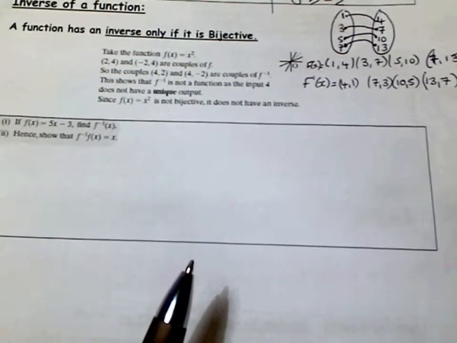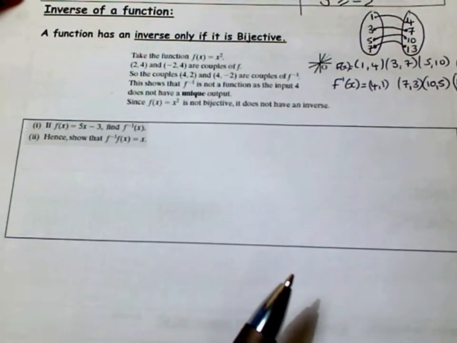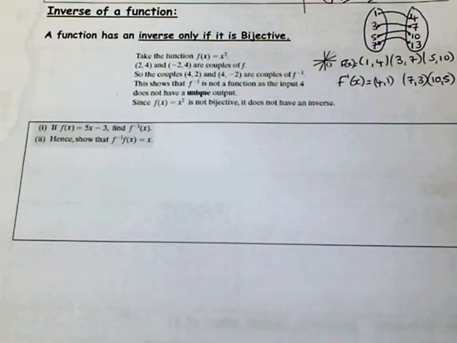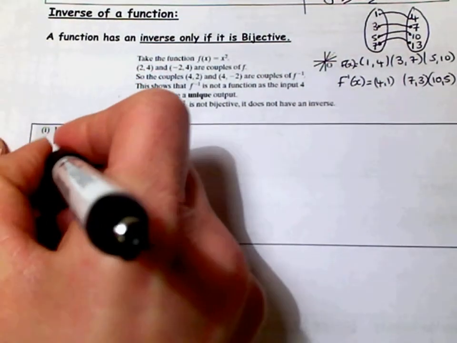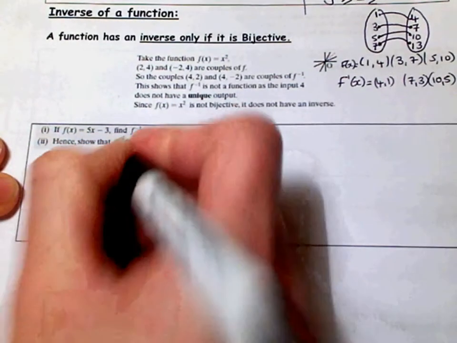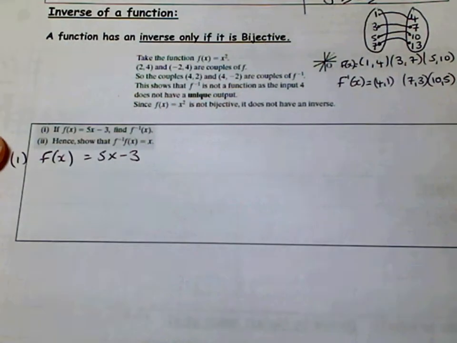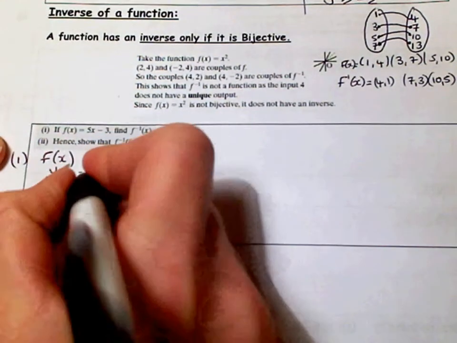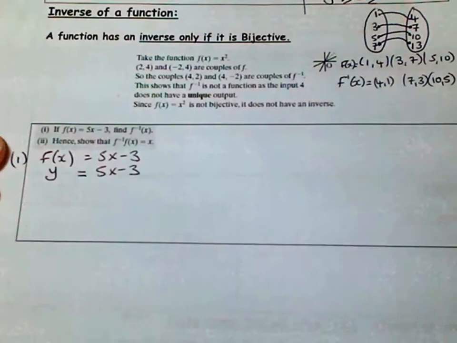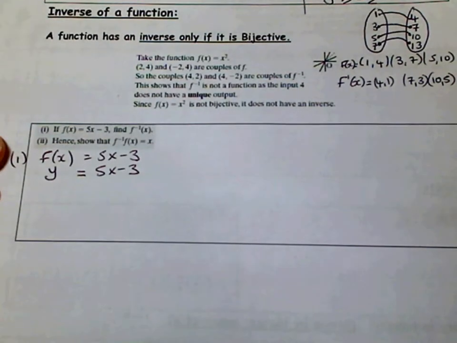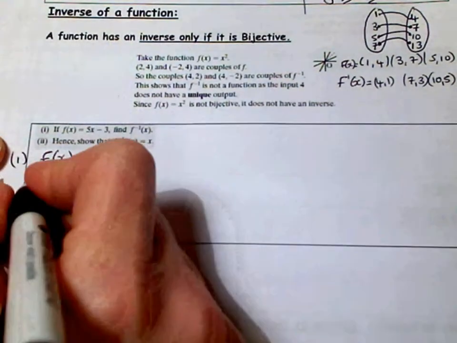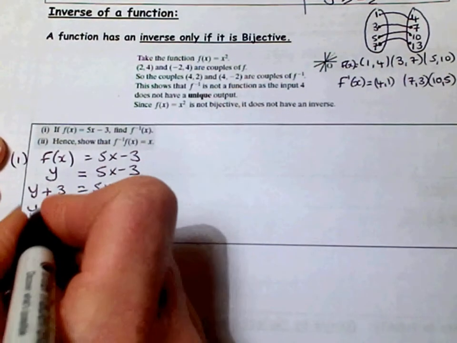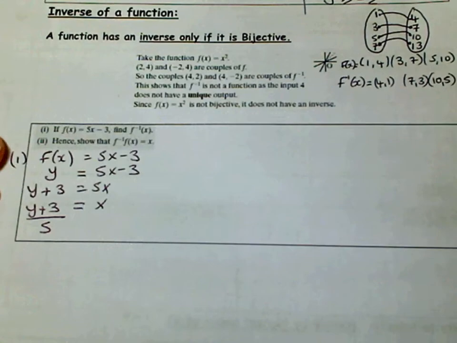So an example down here, f of x is equal to 5x minus 3, and you're asked to find f dash of x, okay? So if f of x is equal to 5x minus 3, find f dash of x, okay? So the first thing that I would do here is I would call f of x y, so y equals 5x minus 3. And what I'm going to do is I'm going to rearrange for x. So y plus 3 is equal to 5x. x is equal to y plus 3 divided by 5.